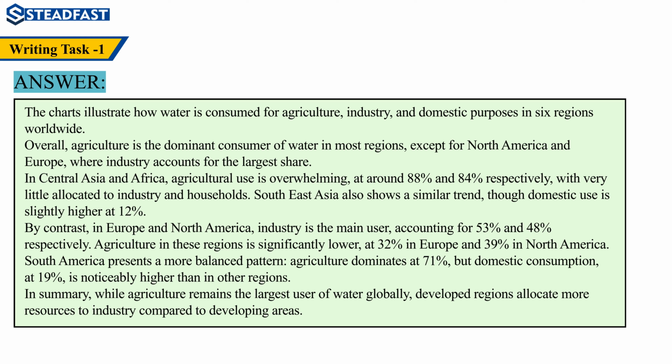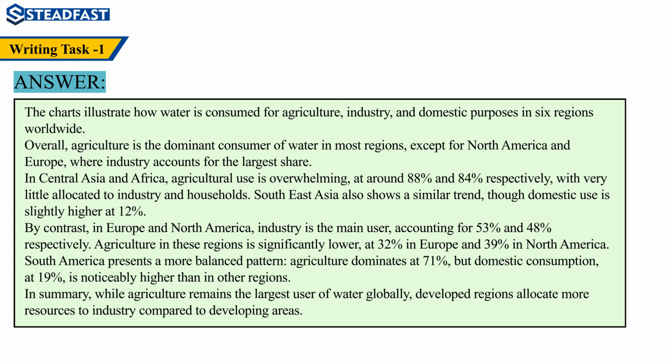By contrast, in Europe and North America, industry is the main user, accounting for 53% and 48% respectively. Agriculture in these regions is significantly lower, at 32% in Europe and 39% in North America. South America presents a more balanced pattern. Agriculture dominates at 71%, but domestic consumption, at 19%, is noticeably higher than in other regions.